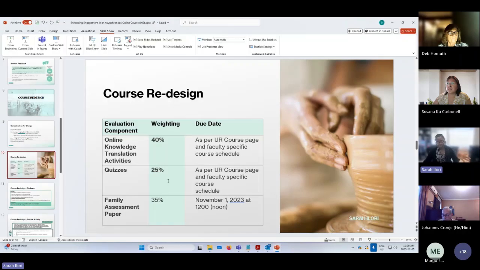So this is what the new course redesign now looks like. I should highlight, while it seems like the knowledge translation activities were only 40%, what had happened now was quizzes were taken out of that, and quizzes were given their own 25%. So in total, this was about 65% dedicated to their ongoing learning in the course versus the 35%.